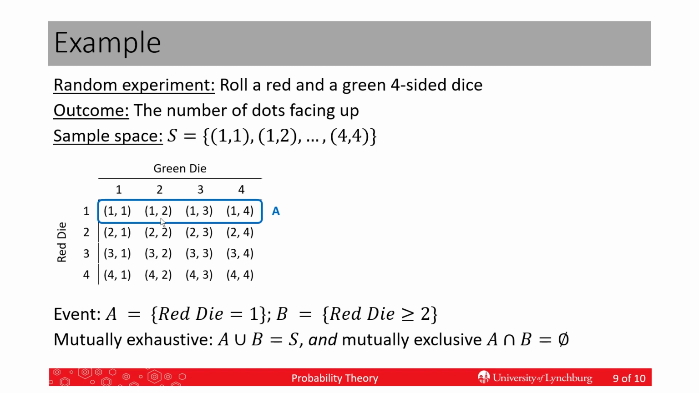So now A is the red die has a value of 1, and B is the red die is greater than or equal to 2. So we've changed the definition of B. Now A union B is S, and the intersection of A and B is empty. So these are mutually exclusive and mutually exhaustive.